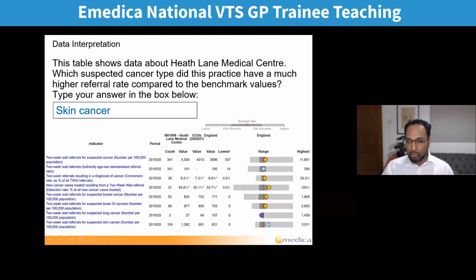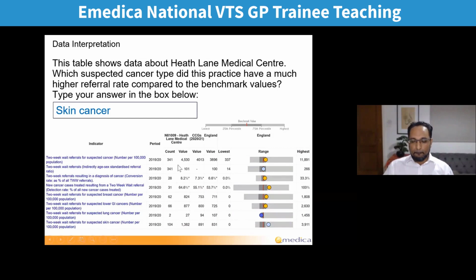Okay. So what we're looking at here is basically the benchmark. The benchmark in this case is England. You could set the benchmark as other practices in your CCG, but in this case, the benchmark is England. And then you've got this value here in the middle. You've got the 75th centile and the 25th centile, i.e. 25% of practices will have a value smaller than this number, 75% will have a value smaller than this number. This is the highest one, this is the lowest one.